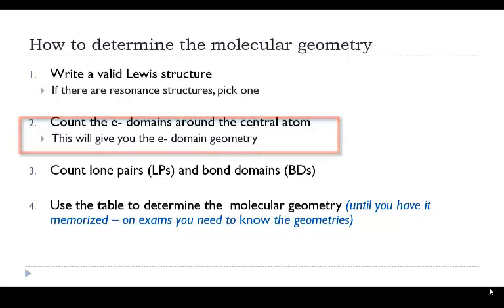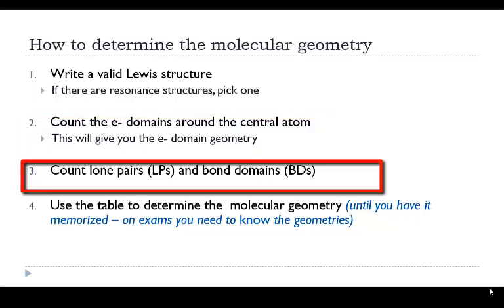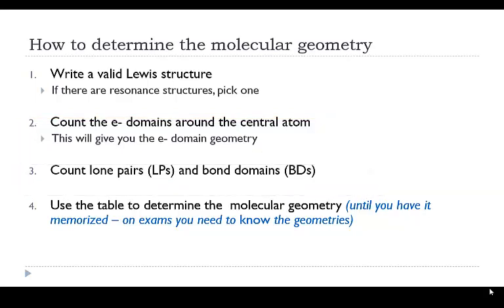There are 5 possibilities. Next, count the lone pairs and the bond domains, and that will give you the molecular geometry. So you use the table to determine what the molecular geometry is. And remember, you need to memorize these because on exams you need to know the geometries. You won't have the table.